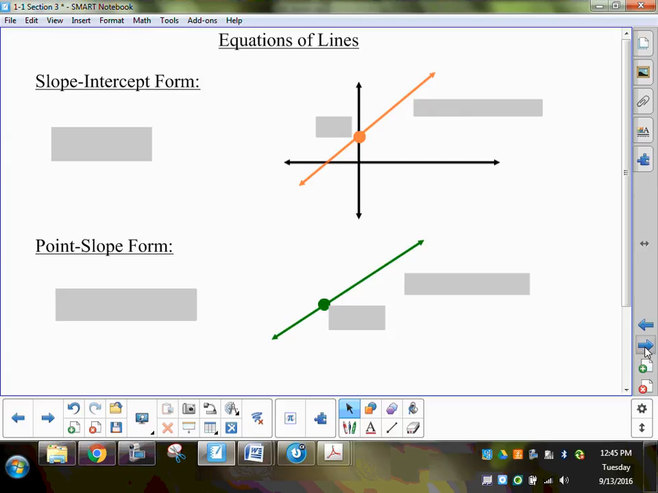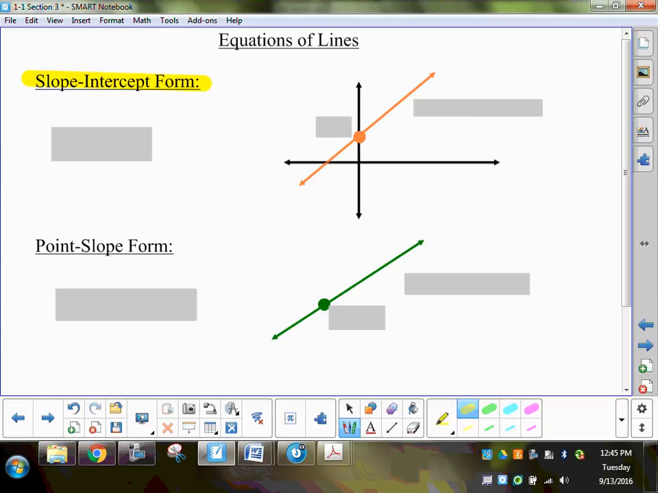Now, there are two different ways that you can go through and get a line, and the stuff that you need to know is there are two different forms. The first one is called slope-intercept form. You use slope-intercept form when you're asked to generate the equation of a line and you're given the slope and the y-axis intercept.